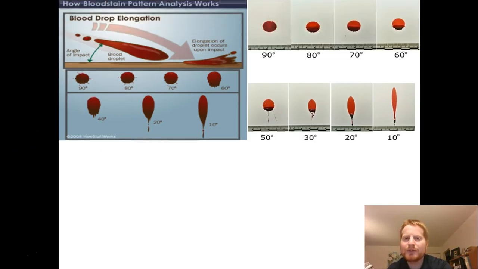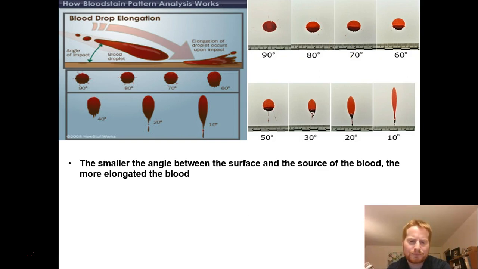So here's sort of a summary of the visual that we were just looking at, where again, if blood is dropped straight on, it's going to have spines on all sides and perhaps satellites on all sides. And then as you get smaller and smaller in angle, we see the blood becomes more elongated as a result. Here's our cartoon image, but then here's our more realistic image. And so like we said, the smaller the angle between the surface and the source of the blood, the more elongated the blood is.